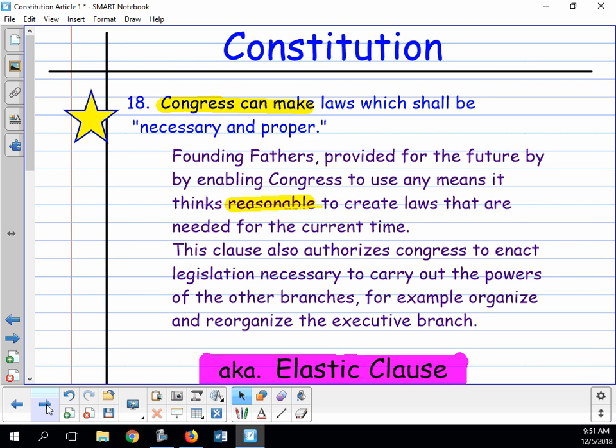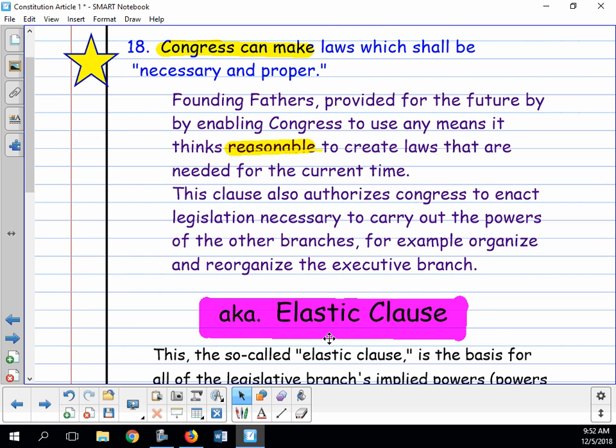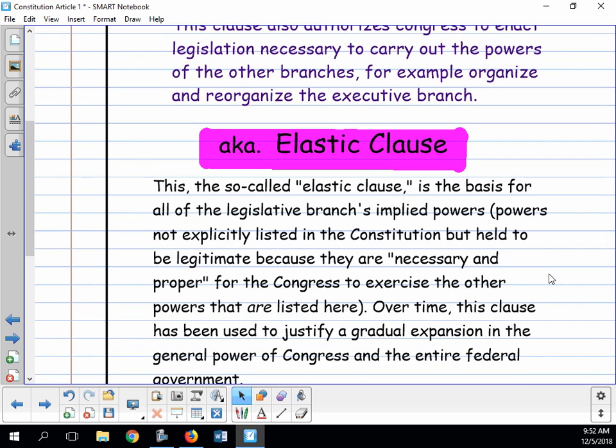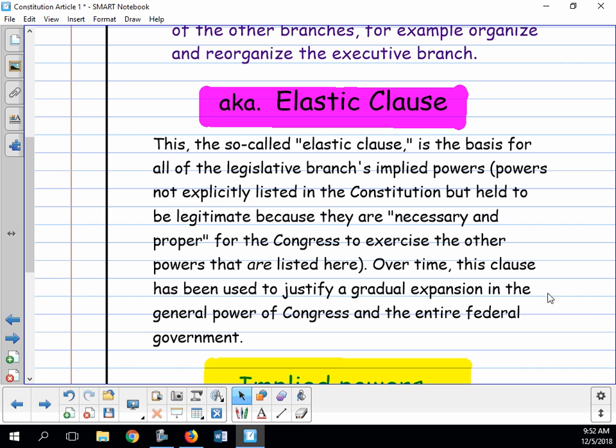This clause authorizes Congress to enact legislation necessary to carry out the powers of other branches. An example that was given is to organize and even reorganize an executive branch. They have a lot of power with regards to that. But once they've reorganized or organized, they cannot tell the branch what to do. That branch has to work within their own powers. This is also known as the elastic clause. So it's known as the necessary and proper clause, but also the elastic clause, and it's all about that it can expand to cover any number of powers.